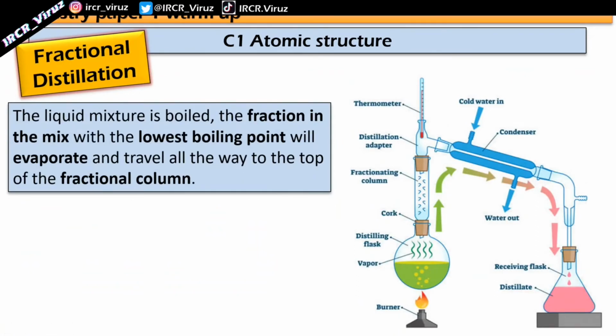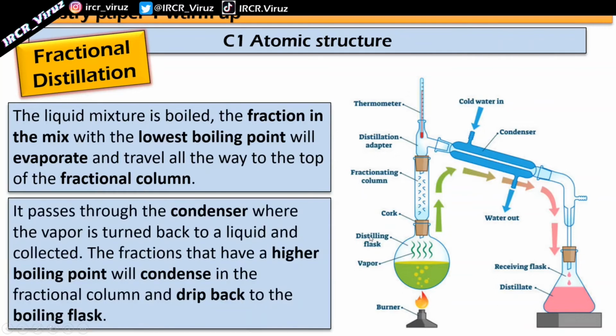The liquid mixture is boiled, and the substance in the mixture with the lowest boiling point will evaporate and travel all the way to the top of the fractional column. So say, for instance, we have an example of an alcohol mixed with water, and it passes through the condenser. This part over here will be essentially the same as in normal distillation. So if you have alcohol and water, some alcohols will evaporate at about 78 degrees Celsius.